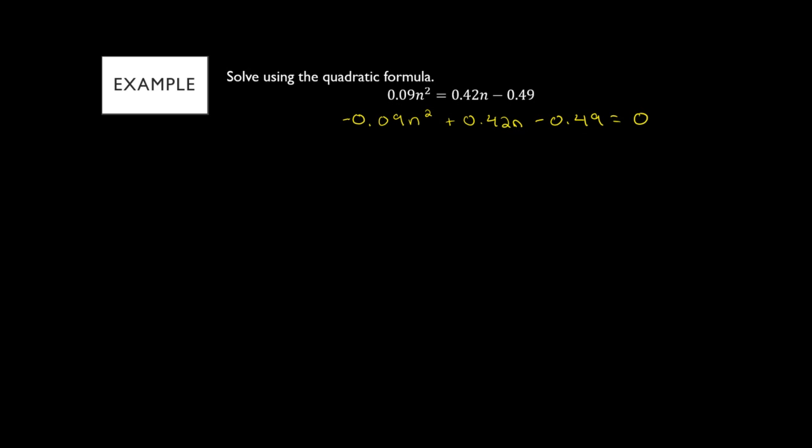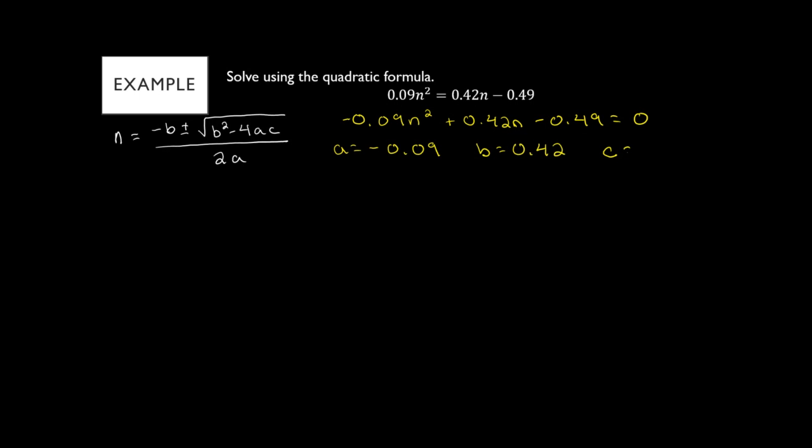So our quadratic formula, we have the letter n, so now it's going to be n equals negative b plus or minus square root of b squared minus 4ac over 2a. So a is negative 0.09, b is 0.42, c is negative 0.49. Calculator required here.